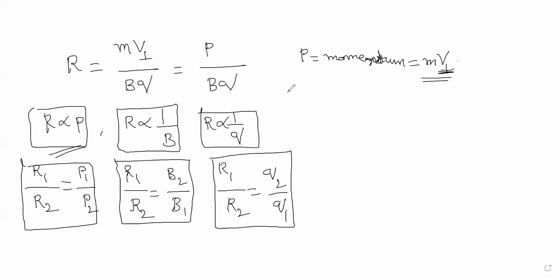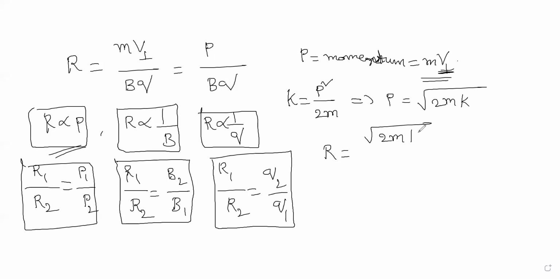So we know the kinetic energy K is equal to P square by 2m. And we can write P is equal to square root of 2mK. So when I substitute that here, I get a different expression: R is equal to square root of 2mK, where K is the kinetic energy, divided by bq.